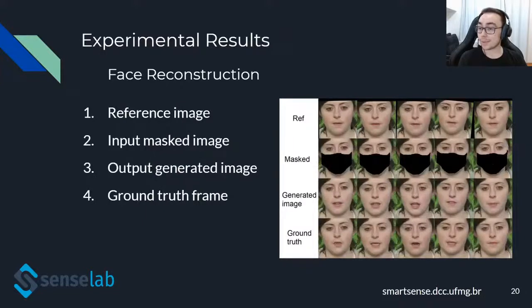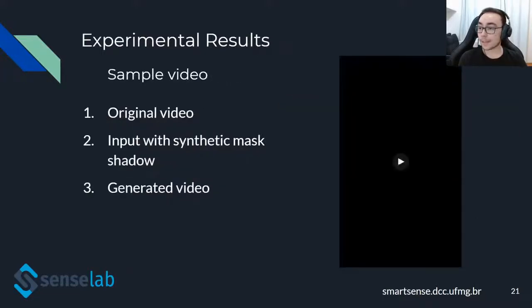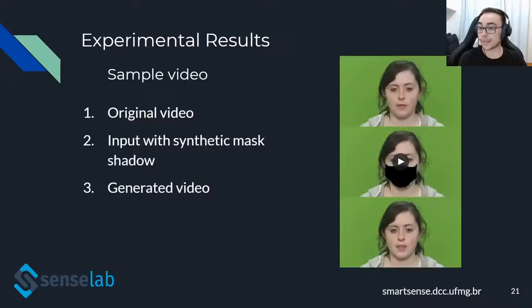Here are some sample results from a video of the test partition. In the first row, we have the fixed reference image aligned with the current frame. Next, the masked input, then the generated output and the ground truth frames. And here we have a sample video. At the top, there is the original ground truth video, in the middle, the input video with the projected mask, and at the bottom, the generated output for the video.